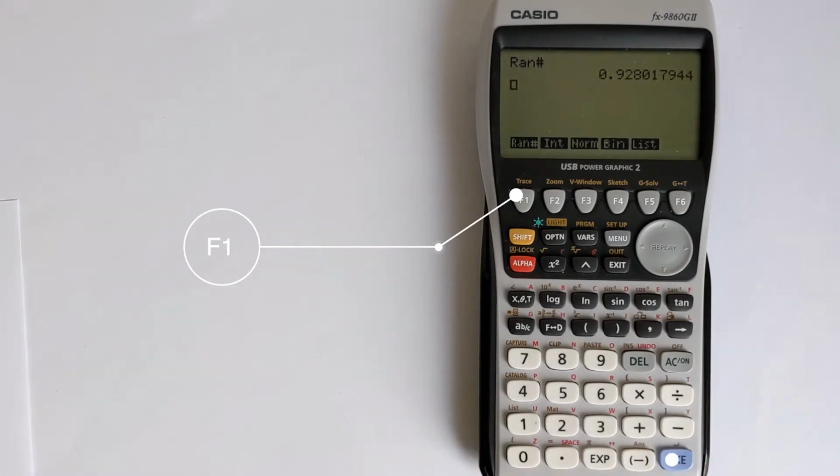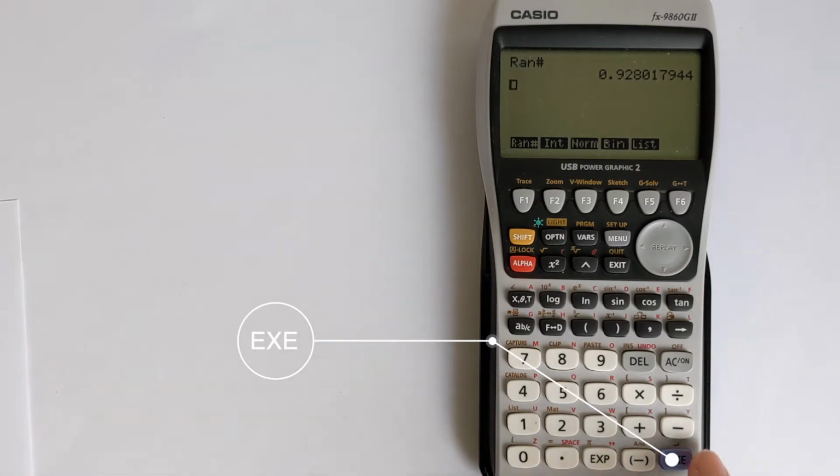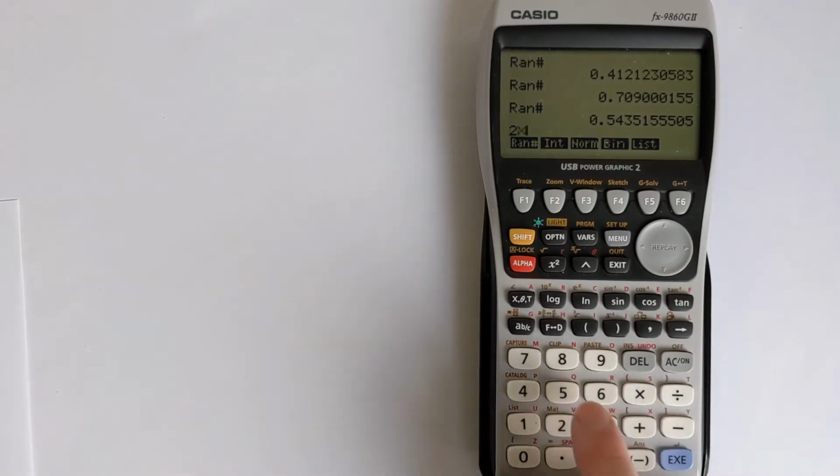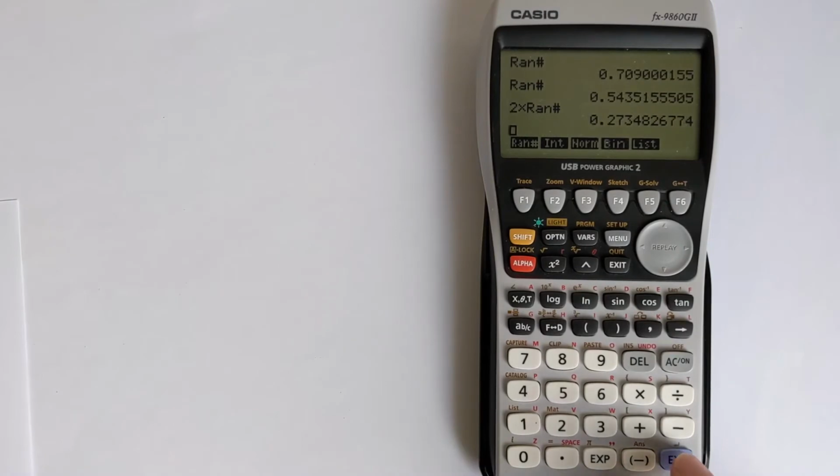And when you run the function, it will give you a random number between 0 and 1. And you can run that again and get some other random numbers. You can also scale this function, so you could go 2 times random number, and that will give you a random number between 0 and 2. And so you can scale it like that.